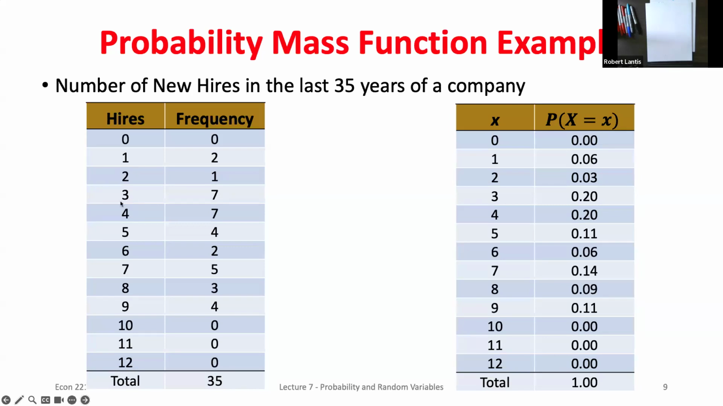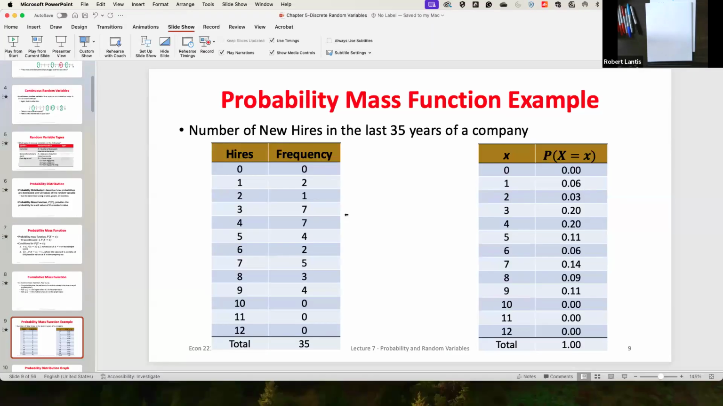In 7 of the years, they had 3 new hires, so 7 out of 35, 0.2. Right? Wait, these numbers don't match up. Time out.